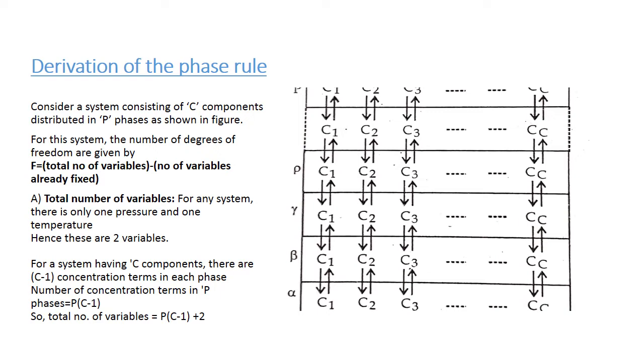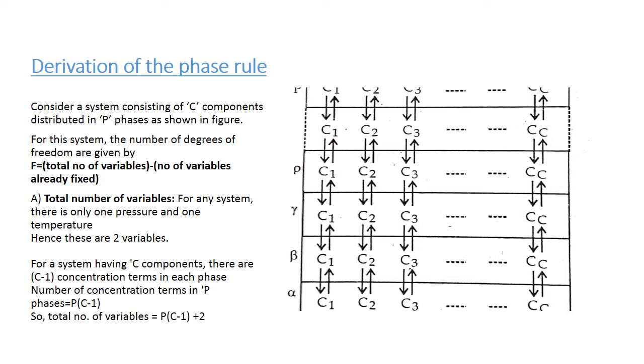For this we will consider a simple example, that is if one mango is 2 rupees, and we want 10 mangoes, for that we will calculate 10 into 2. Like that, for one phase there is C minus 1 concentration terms, so for P number of phases we have to multiply C minus 1 into P. So the total number of concentration terms in P phases is equal to P into C minus 1.